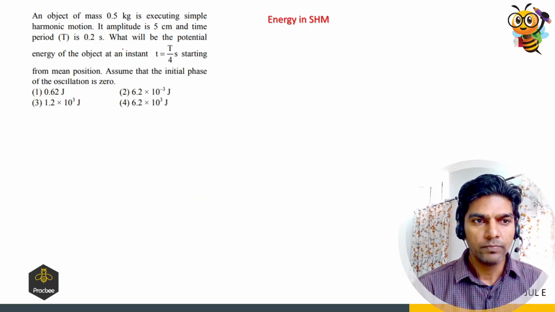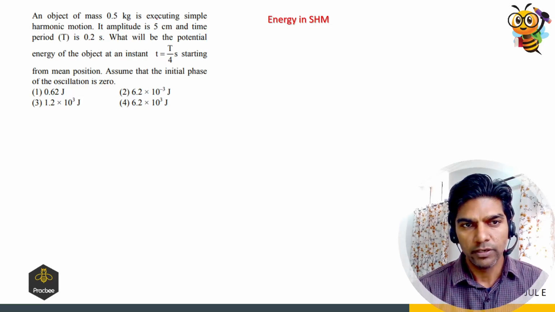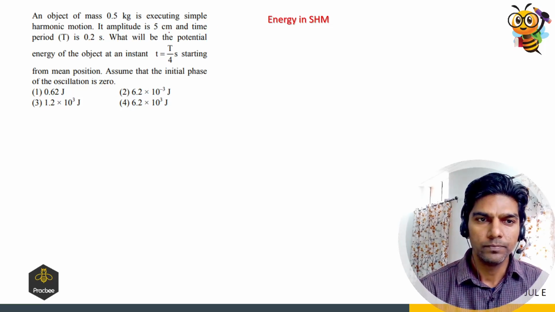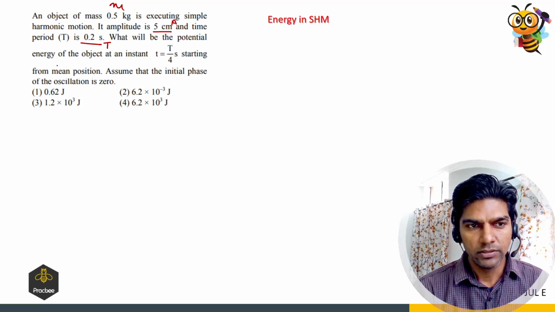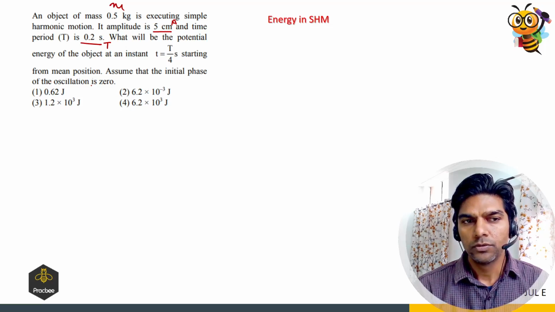Now let us see this question. An object of mass 0.5 kilograms is executing simple harmonic motion. Its amplitude is 5, so mass is given, amplitude is given, and time period is also given. What will be the potential energy of the object at an instant t equals T by 4 seconds, starting from the mean position? So there are two approaches.